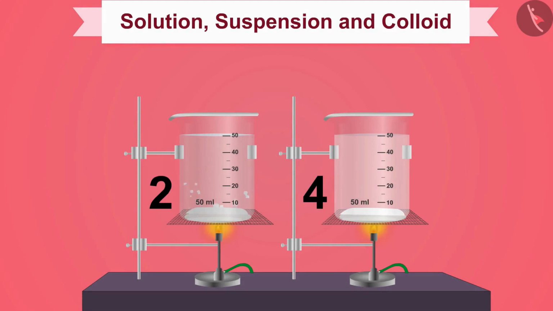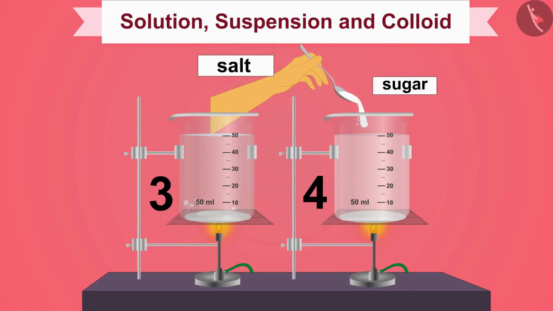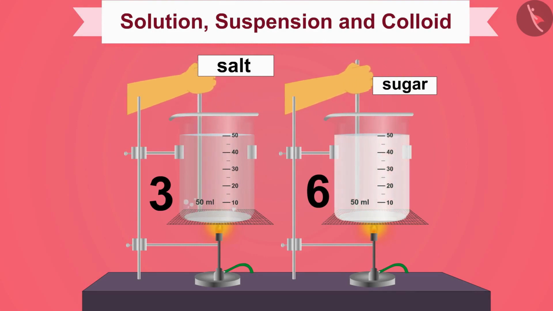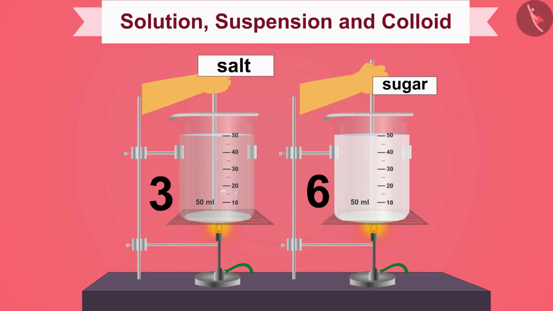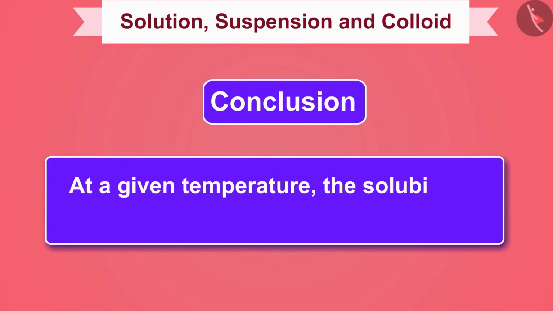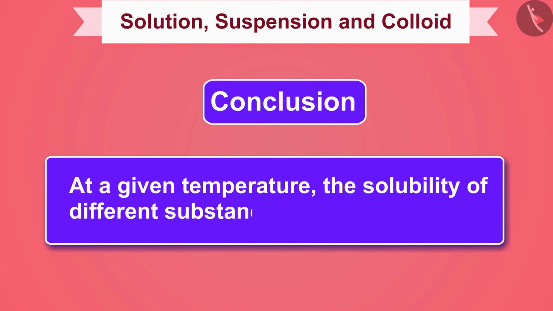Now, if we heat these two saturated solutions by 5 degrees more and then try to dissolve more salt and sugar, what do you see? We can see that we are able to dissolve more solute in solution. By this activity, we can conclude that at a given temperature, the solubility of different substances is different.